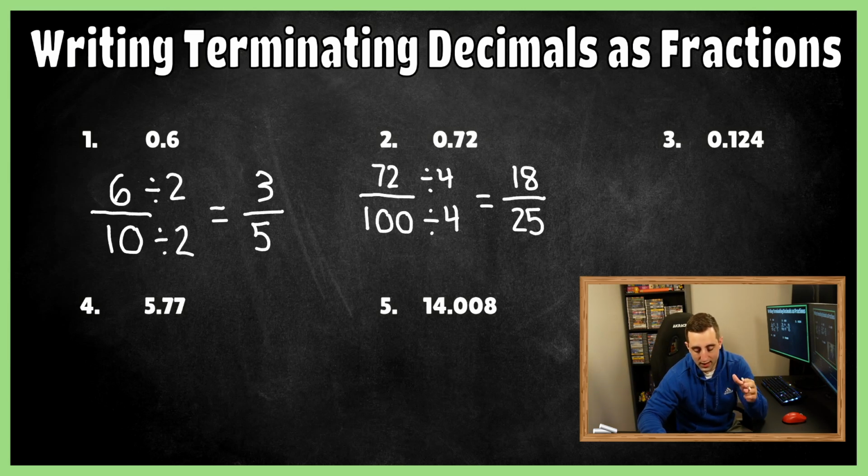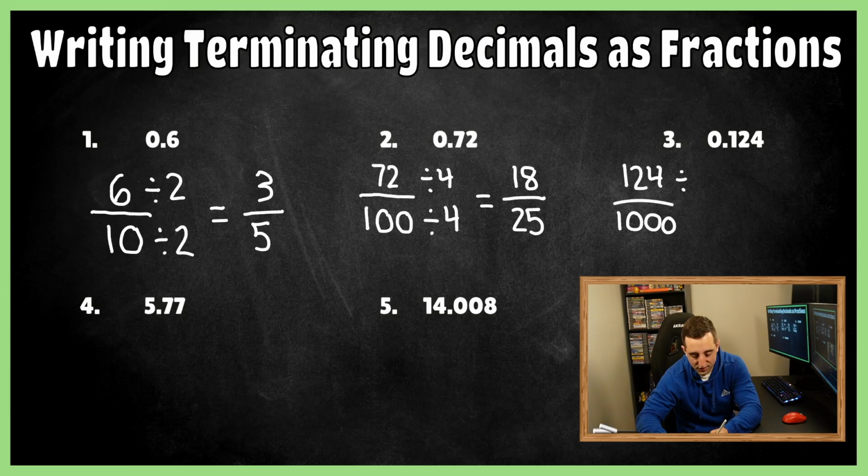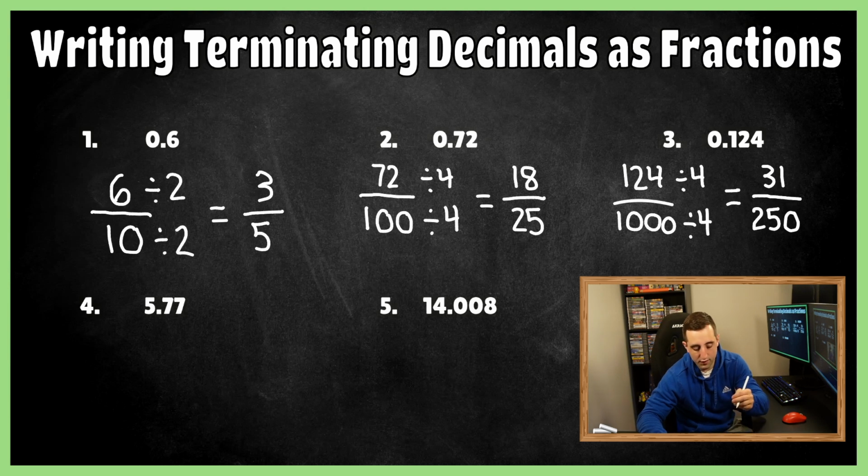And then number 3, we now have three numbers behind the decimal point, going now to the thousandths place. So we're going to put 124 as our numerator, and 1,000 now because there's three numbers behind the decimal point. Once again, we want to see if we can simplify 124 and 1,000, and we can because they're both divisible by 4. When we do that, 124 divided by 4 is going to give us 31 in our numerator, and in our denominator, we are going to get 250 for number 3.